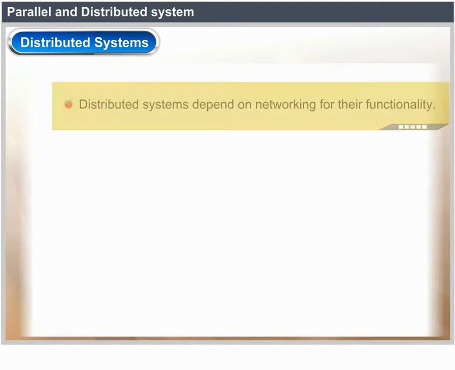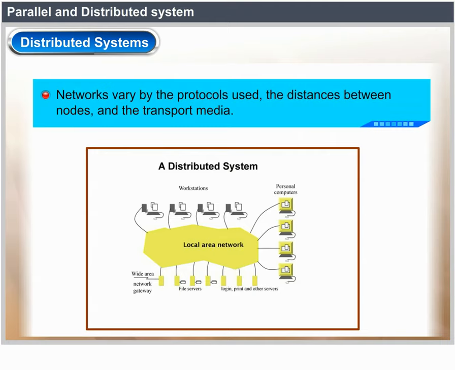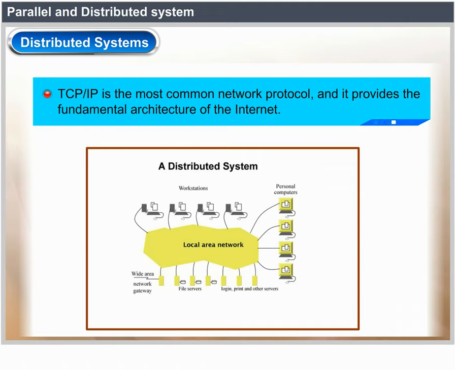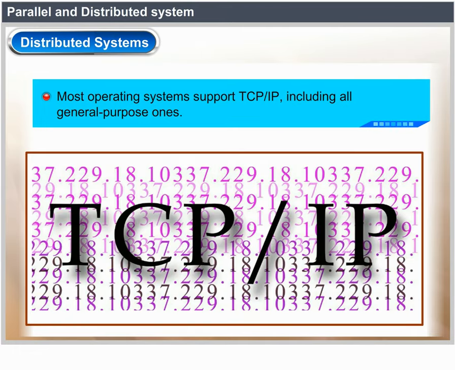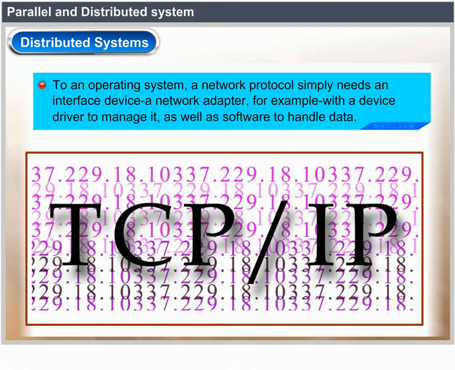Distributed systems depend on networking for their functionality. Networks vary by the protocols used, the distances between nodes, and the transport media. TCP/IP is the most common network protocol and it provides the fundamental architecture of the internet. Most operating systems support TCP/IP, including all general-purpose ones. Some systems support proprietary protocols to suit their needs. To an operating system, a network protocol simply needs an interface device, a network adapter for example, with a device driver to manage it, as well as software to handle data.